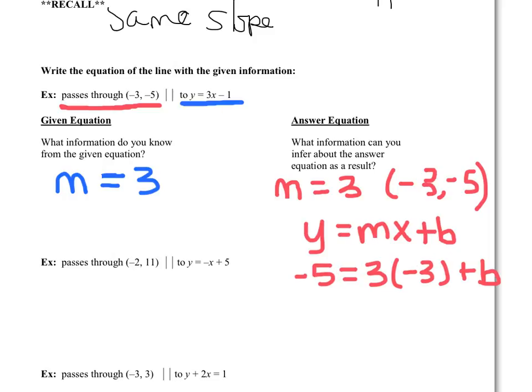So even though on the blue line, the y-intercept of the blue line is -1, that's irrelevant to whatever the y-intercept of the red line is going to be. The only thing we need from the blue line is that the slope is 3. That's what's really important to us.